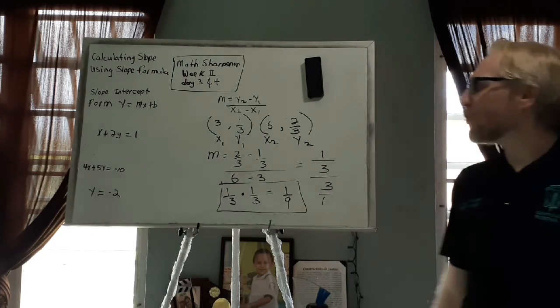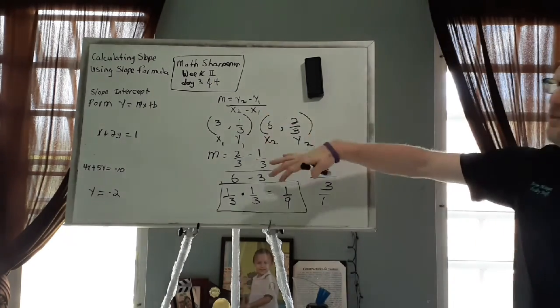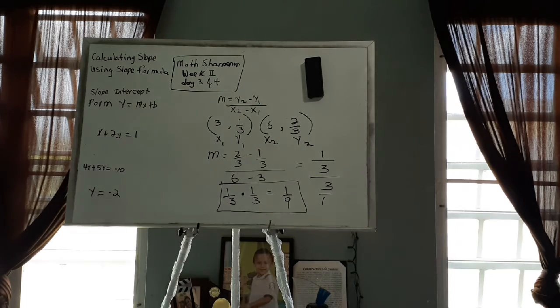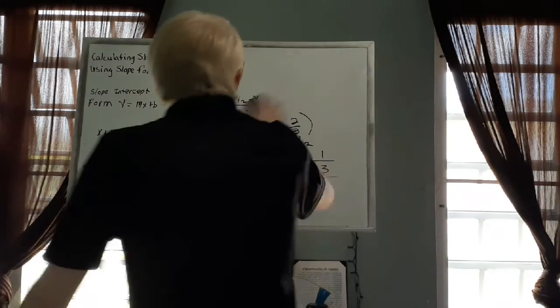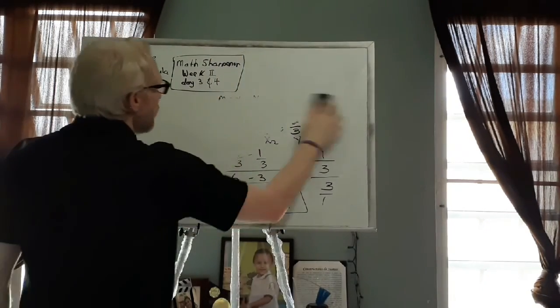Okay, so that's how you use the slope formula. I'm going to go ahead now and erase this. I'm going to step out of camera to make sure everything is working properly, and then I'm going to start with the other formula. Everything seems to be working fine. So let me go ahead and erase this. And now let's start working with the slope-intercept form.